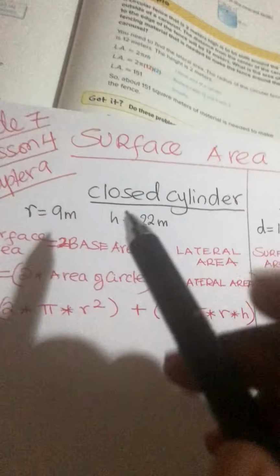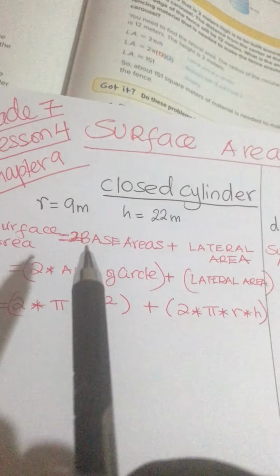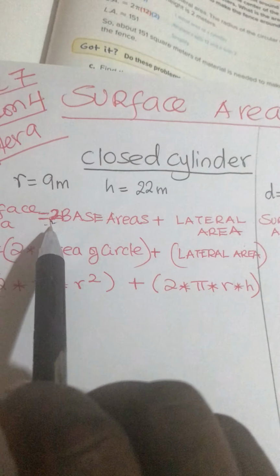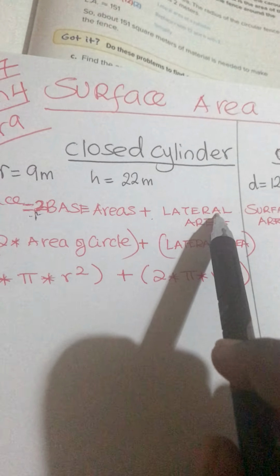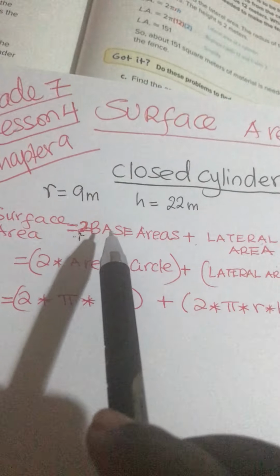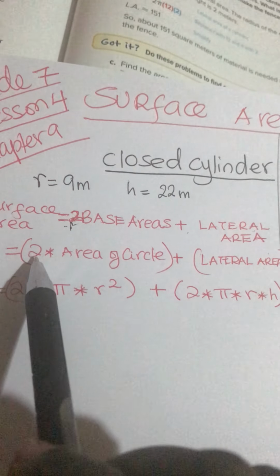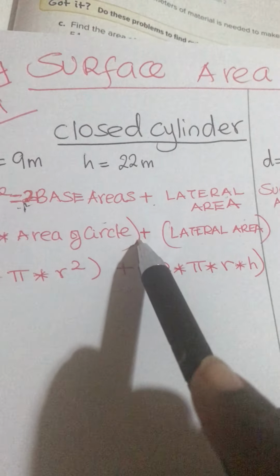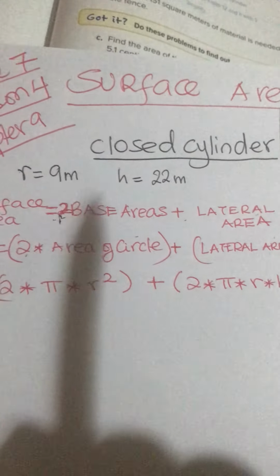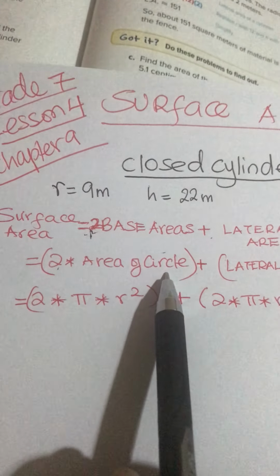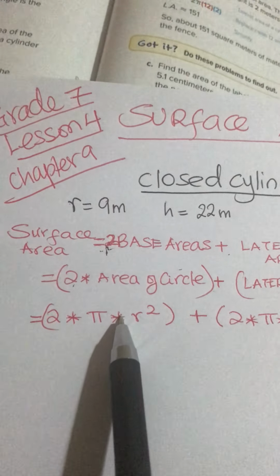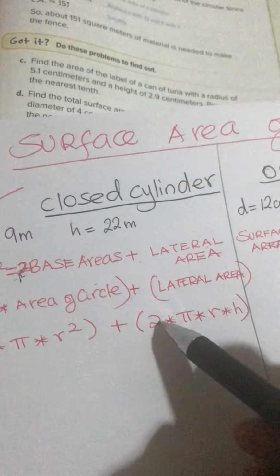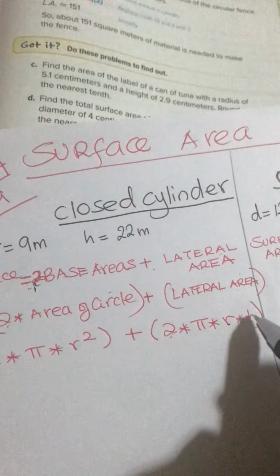Now, to find the surface area of a closed cylinder, you need the two circles. So you need the base area, two of them, plus the lateral area. The base area, since there are two of them, is you multiply 2 times the area of the circle. And then you will add it to the lateral area. So, how to find the area of a circle? 2 times pi times radius squared. Then you will add to 2 times pi times radius times the height.